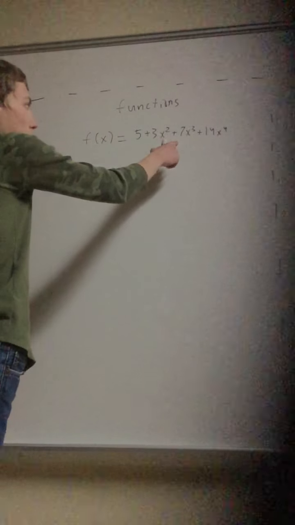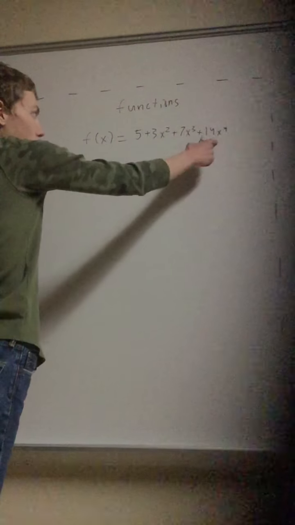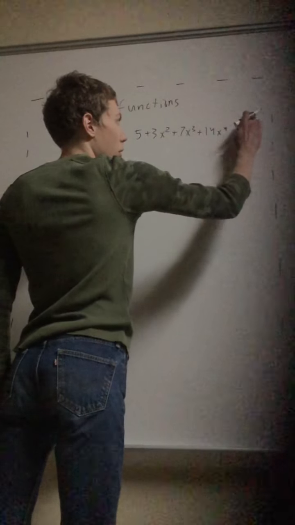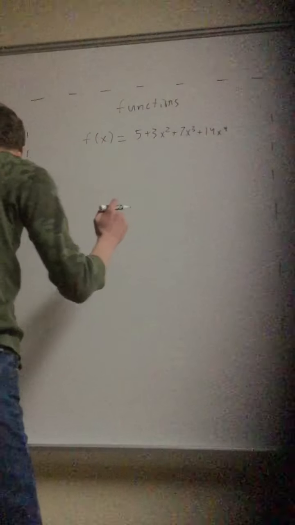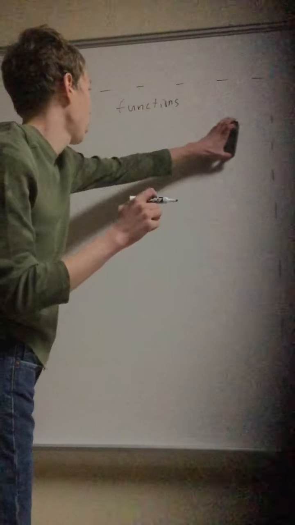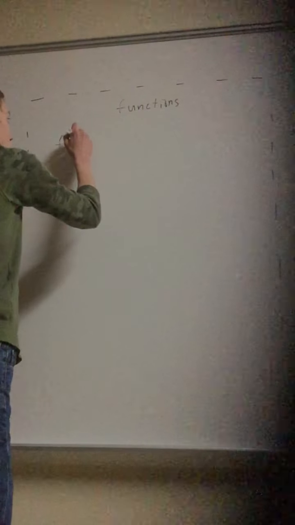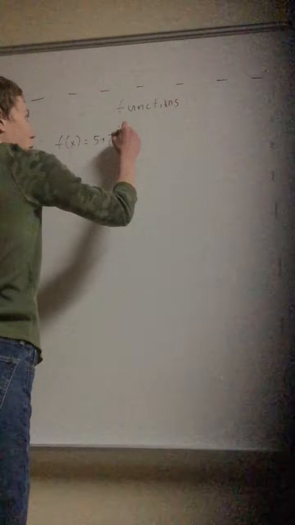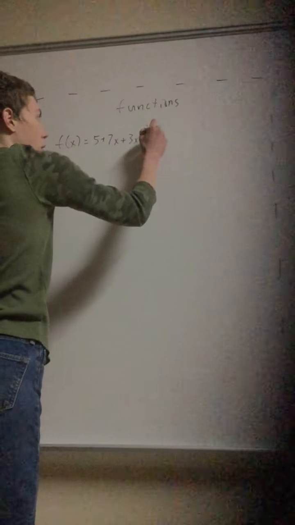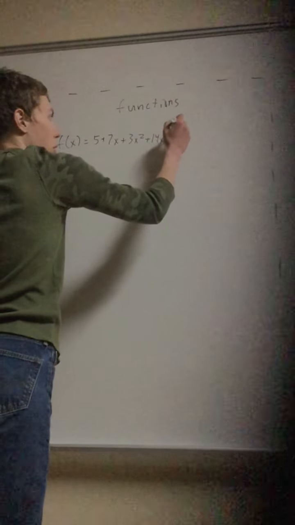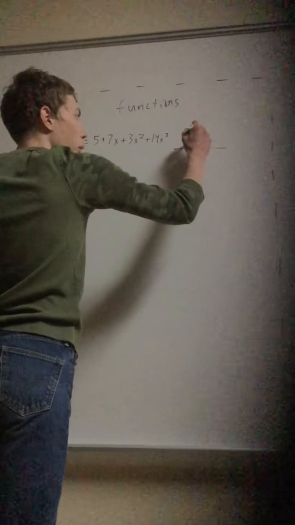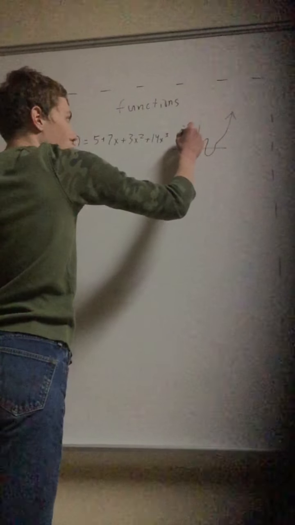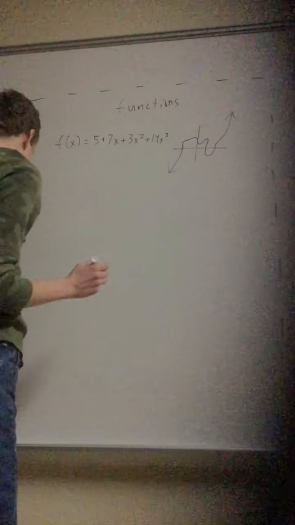Where you have a bunch of things added together that are all power functions. The graph of a polynomial can pretty much look like anything in the middle, but it always goes off to positive infinity or negative infinity on the left and right sides.